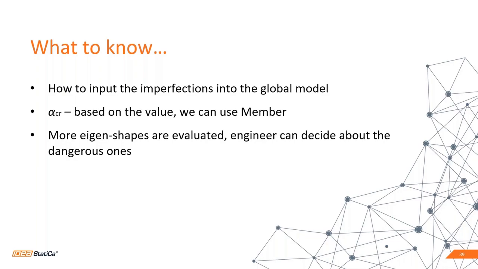First is that the engineer should be familiar with how to input the imperfection into the global model. So usually you put some value of imperfections into your global model and you analyze the whole structure. You have some critical factor, and based on the value, you can decide whether you need to check the buckling issues for some member, or you don't have to.